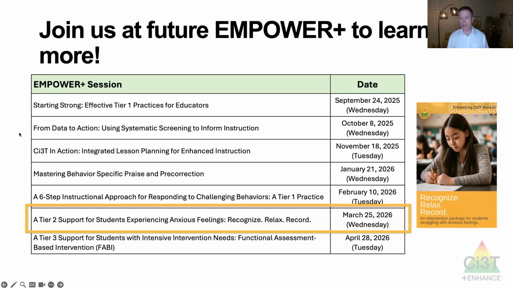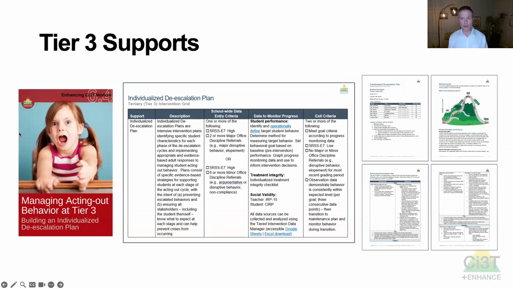After that, our final session in Empower, coming up in April, will help students to manage their acting out behaviors and to help teachers support those students by being able to recognize, based on the behaviors that I'm observing right now from this student, what phase of the acting out cycle are they in? Because if I can identify that, then I can use the corresponding strategies that I know will work with the students, because I've got my nice individualized de-escalation plan right here, handy dandy to look at.